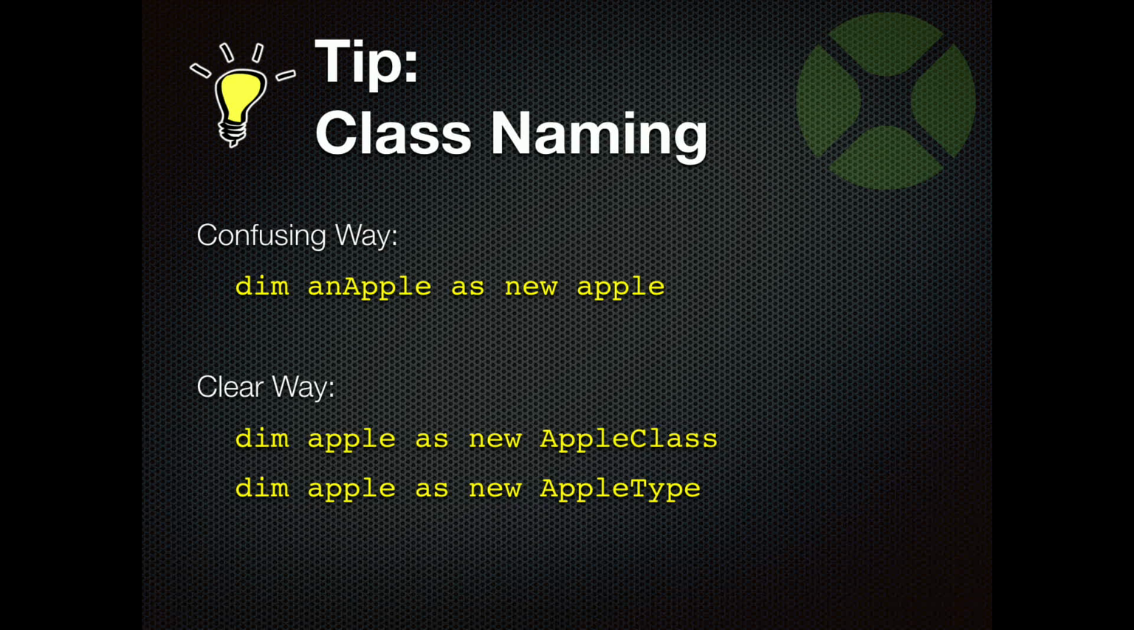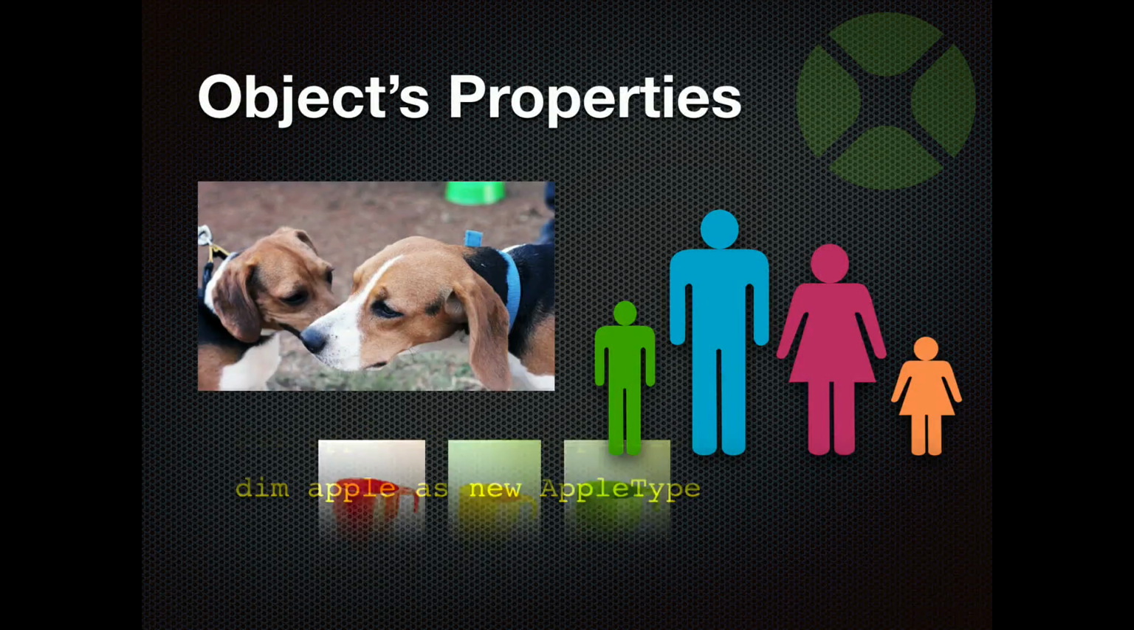It's a class. So I like to name my classes with the word class in it, or the word type, something like that, so that it's more clear to me that it's not an actual object, it is the class, and then something else. Then I can use the word apple here as the actual object, because it is an object, it's not a class. So just a tip, you don't have to do it that way, but I find it makes it a lot easier.